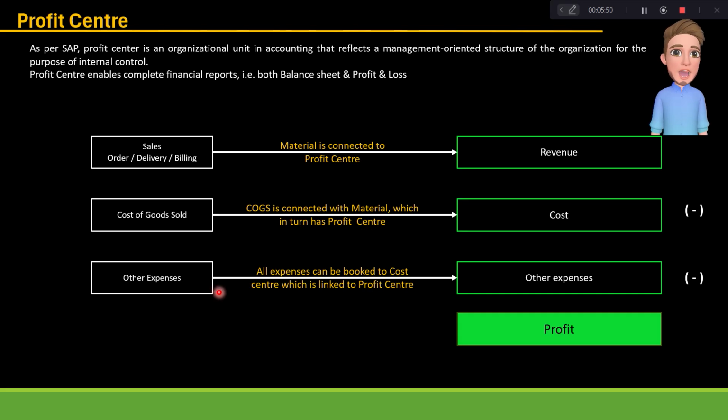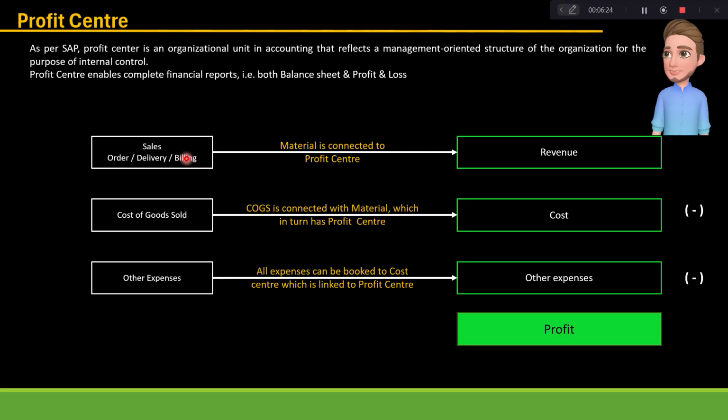Now let us say other expenses, any FI expenses, stationery, staff welfare, canteen expenses, and any other expenses which you are booking. Even those can be apportioned to different cost centers, and these cost centers are in turn linked to profit center. So we get other expenses. From revenue, if you take out cost and the other expenses, you get profit. And using the feature called document splitting, you can ensure that the profit center is mapped in every line item of the balance sheet. So you can get a balance sheet also.